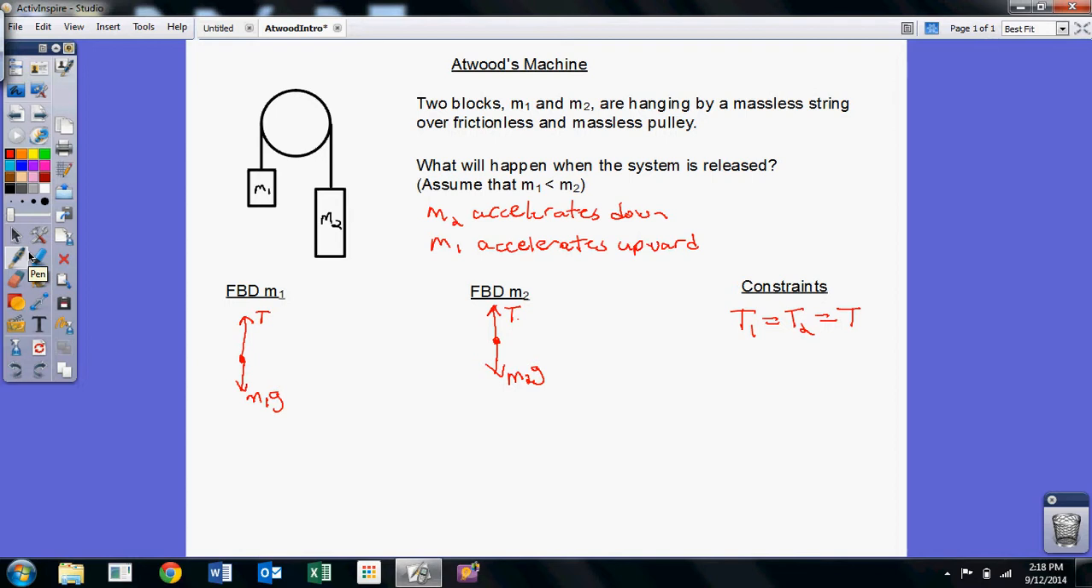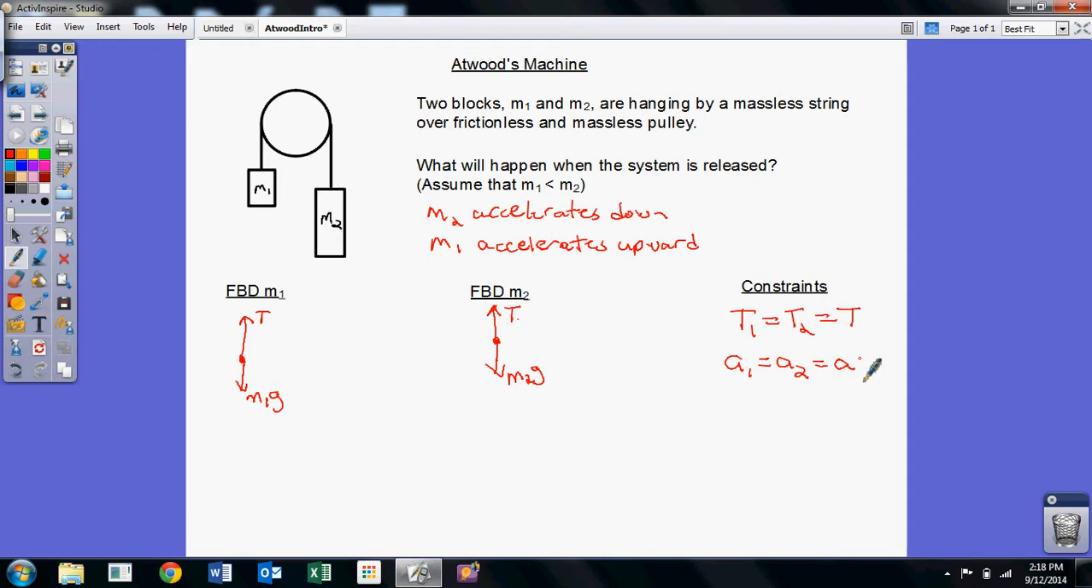We also know that these two blocks are going to have the same magnitude of acceleration. So in terms of magnitude, A1 is equal to A2. If the acceleration of block 2 down is 4 meters per second squared, block 1, since it's attached by a string that is not going to change length, has to have that same acceleration upward. So I'm going to call that A.